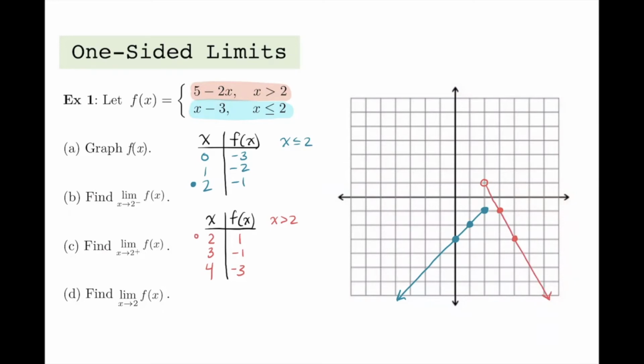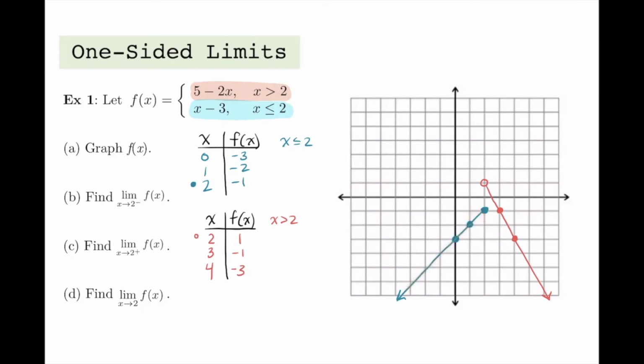Now in part B, we are asked to find the limit as x approaches 2, and then this minus sign means from the left-hand side. So this is where we are approaching 2, but with numbers that are smaller than 2. Or graphically, we're approaching 2 from the left, so from this direction.